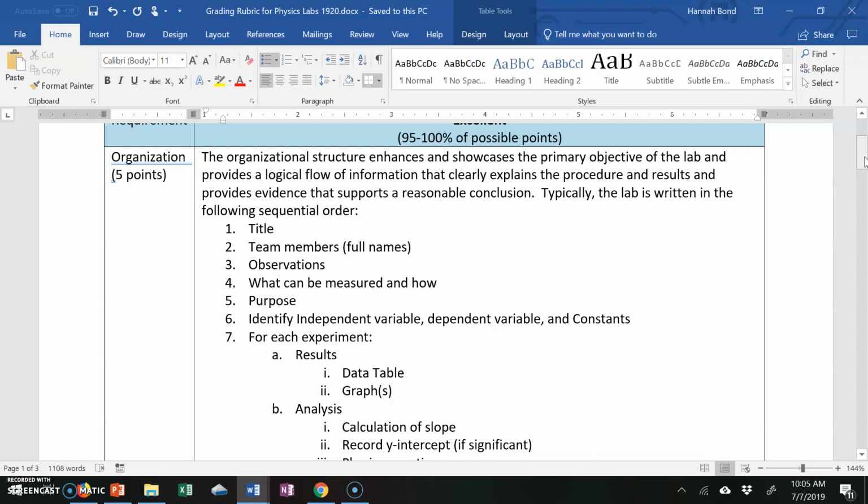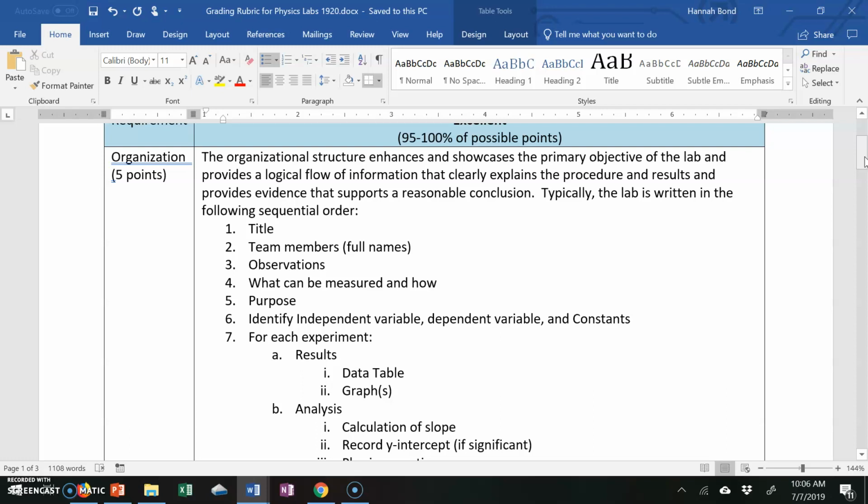Okay, so the first part of the rubric refers to organization, and essentially every lab report should follow this sequence. Note that you should always provide the full names of every team member, and of course yourself. So full name means first and last name.